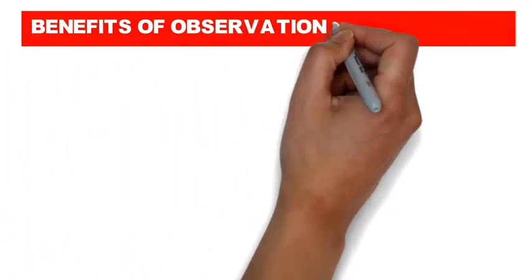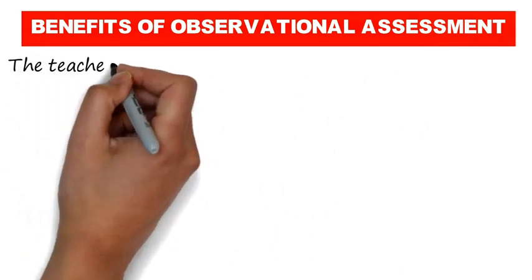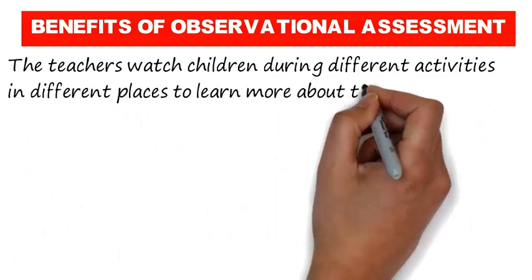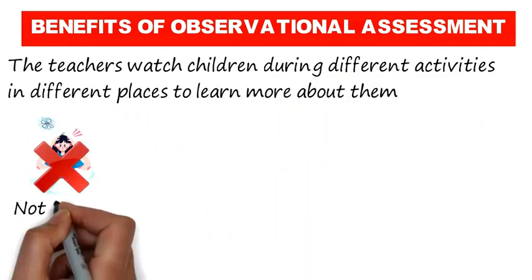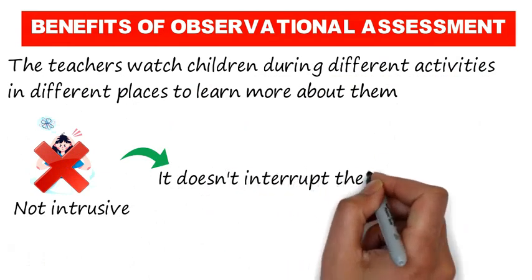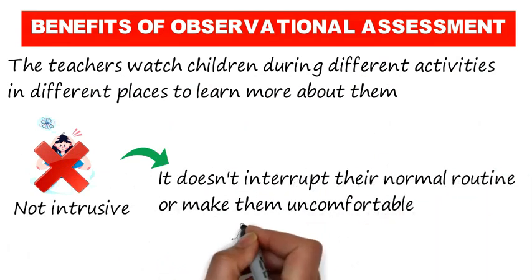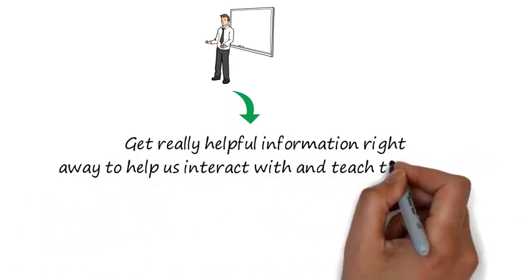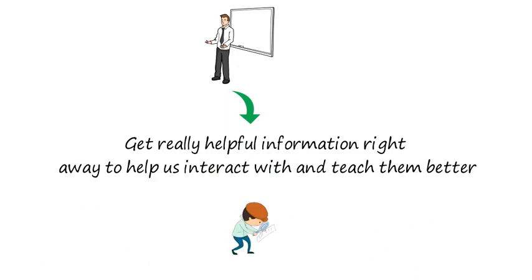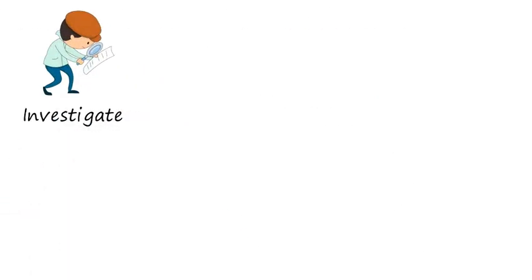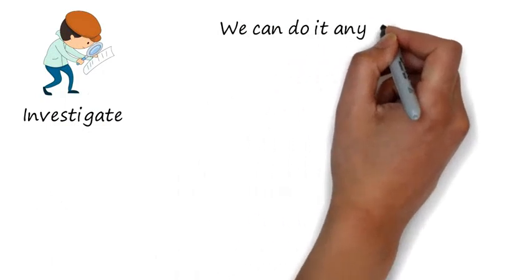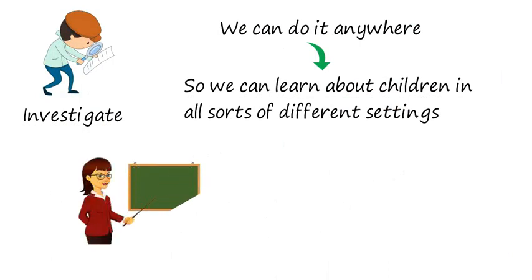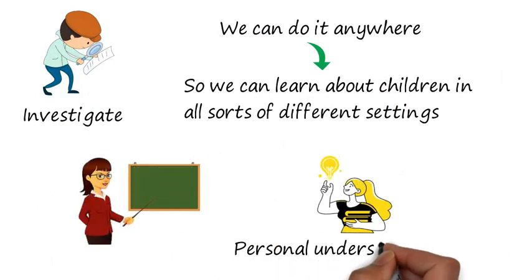Benefits of observational assessment. Observational assessment is when we, the teachers, watch children during different activities in different places to learn more about them. One of the benefits of this is that it is not intrusive, that is, it doesn't interrupt their normal routine or make them uncomfortable. Plus, teachers can get really helpful information right away to help us interact with and teach them better. We can even use what we learn to come up with ideas to investigate further. Another great thing about it is that we can do it anywhere, so we can learn about children in all sorts of different settings. And the best part is, it gives us teachers a more personal understanding of each child.